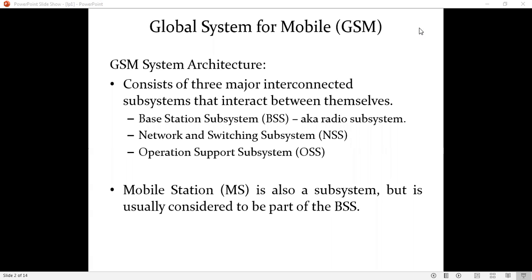Good morning, students. Today we'll see about the Global System for Mobile, that is GSM. So first we'll see about the GSM architecture.